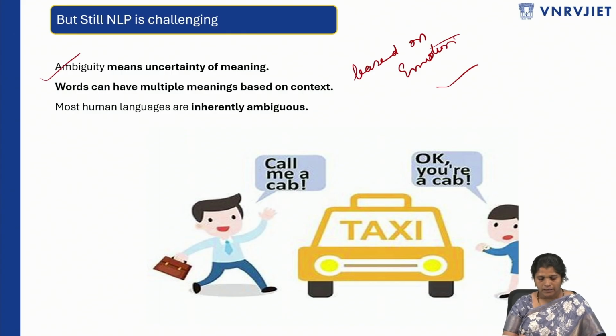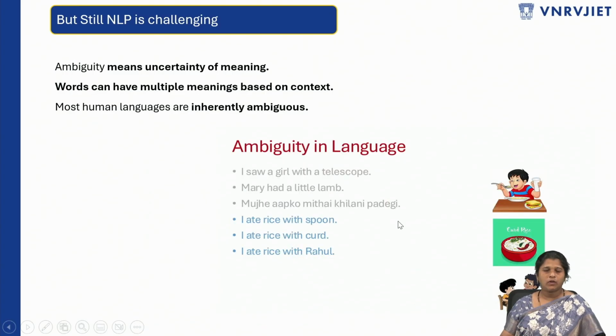Suppose I say, "Call me a cab." Am I calling for a cab, or am I asking a cab to wait, or am I calling another person who is in a cab? So there is so much ambiguity, so much uncertainty in understanding the words that are being discussed. This is also one more scenario where ambiguity is addressed in multiple languages. Here the boy is eating with a spoon. So, I ate rice with a spoon.